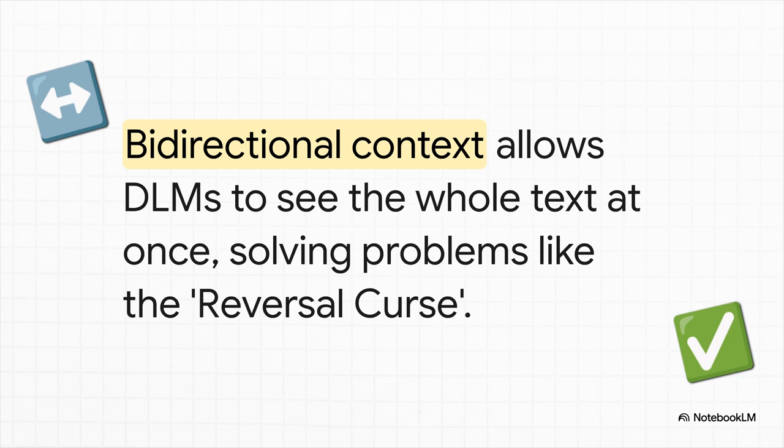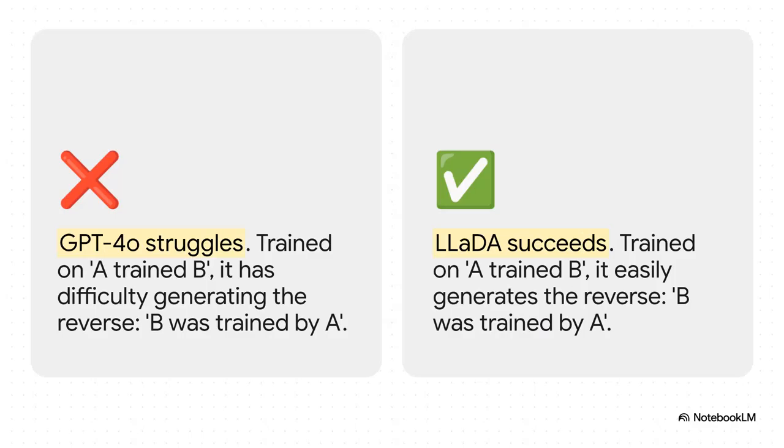Because these models see the whole sentence at once, they get context from both directions, what comes before and what comes after a word. This is a game changer for stuff like editing, and it helps them crack a really tricky classic AI problem called the reversal curse. And this is a perfect illustration of what I mean.